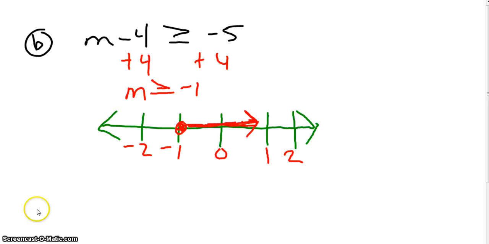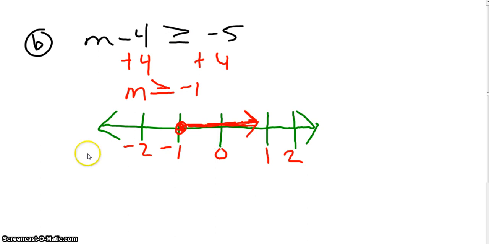And here we have a beautiful inequality that has been transformed by addition. Adding 4 to both sides, isolated m. M is greater than or equal to -1. And so Anthony has a solid dot, and to the right, these are greater values than -1, in a beautiful Christmas motif, I might add.